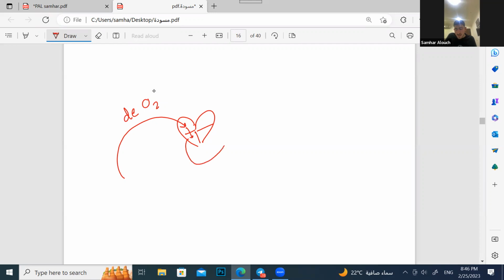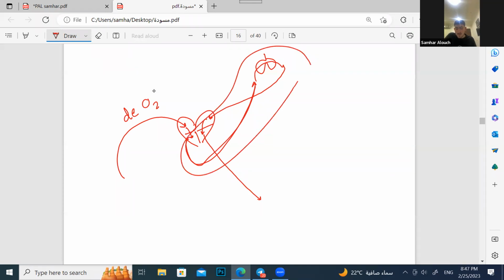Then from the right ventricle, it goes to the lungs. And now in the lungs, it gets oxygenated and it goes back as oxygenated blood to where? To the left atrium. And from the left atrium, it goes to the left ventricle. And from the left ventricle, it goes to the systemic circulation of the whole body. Pulmonary circulation is literally from the right ventricle all the way to the lungs and all the way back to the left atrium. This part is called the pulmonary circulation.